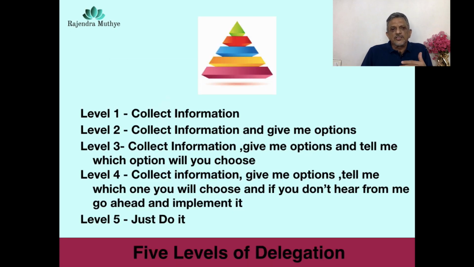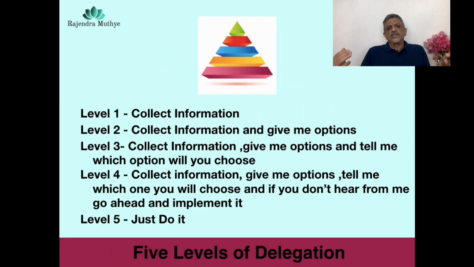So there are 5 levels of delegation. Level 1 delegation is: collect the information, give it to me, I will do the job by myself. Your job is to just go and collect, and that's a very low level of delegation, if I may call it delegation. Second level is: collect the information and give me some options. Think through it, give your thoughts and give me some options. I will still make the decisions, but you've got to give me some options for that.